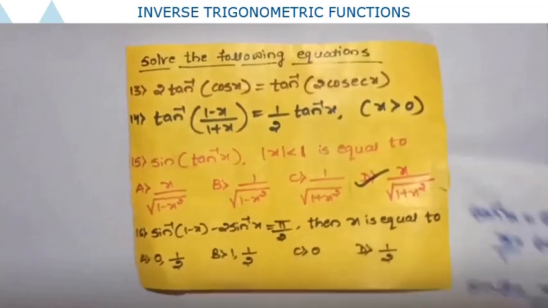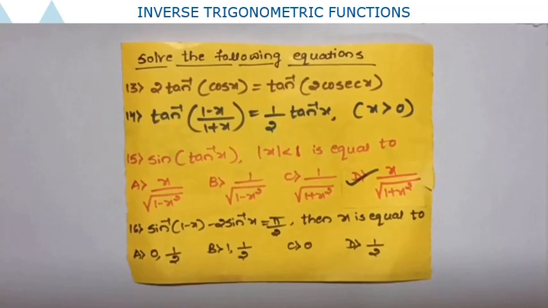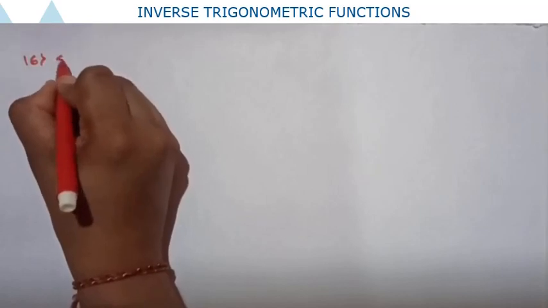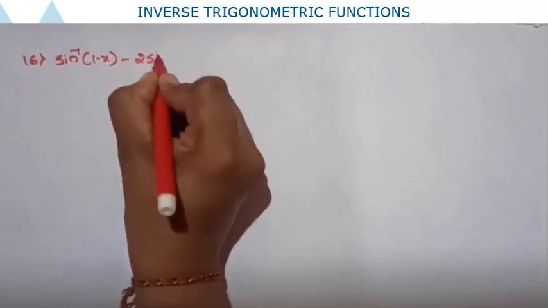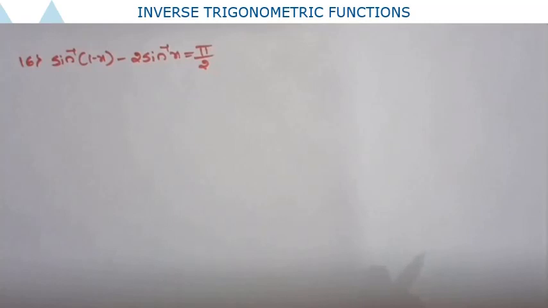Okay, so now let me consider the 16th example. What is the 16th example? If sin inverse of 1 minus x minus 2 sin inverse x is equal to pi by 2, then x is equal to what? The options are 0, 1 by 2, or 1, or 1 by 2, 0, and the last option is 1 by 2. We should find the value of x here. So the 16th example is sin inverse of 1 minus x minus 2 sin inverse x is equal to pi by 2, then find the value of x.